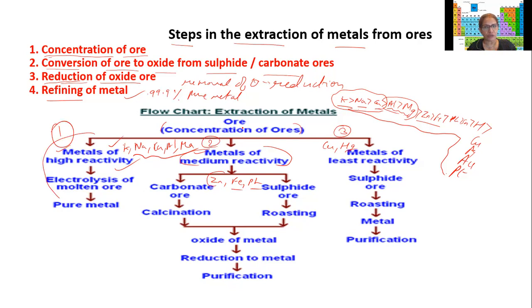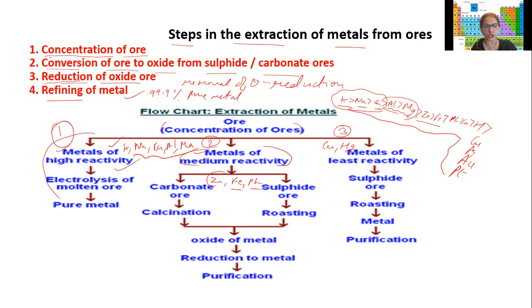First step is concentration of the ore. Second one is conversion of the ore to oxide from sulfide and carbonate ores, because it is easy to get the metal from the oxide ore. Then third is reduction. Now we have got the oxide ore, and I want the metal. So what is the step used? Reduction of the oxide ore to get the metal. Fourth step would be refining of the metal. Now do not worry, we'll be going into each and every step in a little detail.